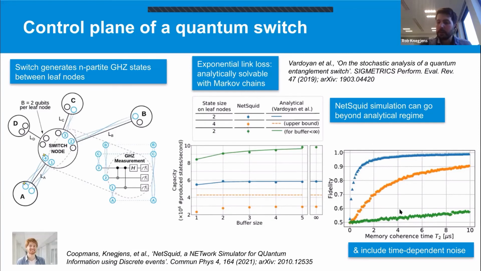And Tim also went beyond by adding time-dependent noise to the setup, so that he could say something not only purely about the capacity, but also the fidelity that could be produced. So that's another example of where NetSquid has been used.